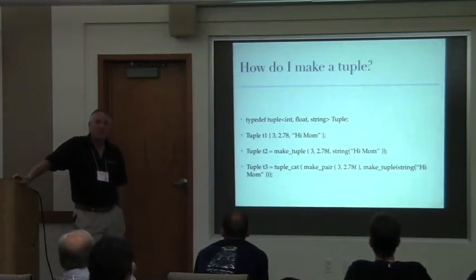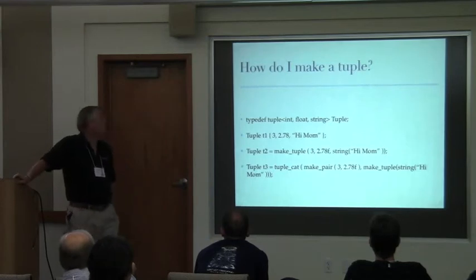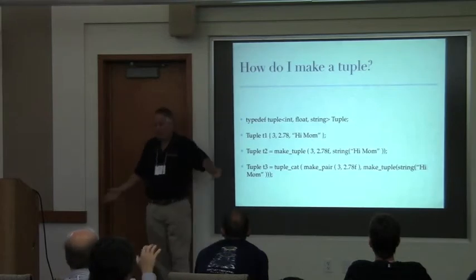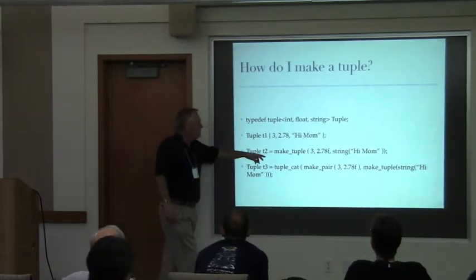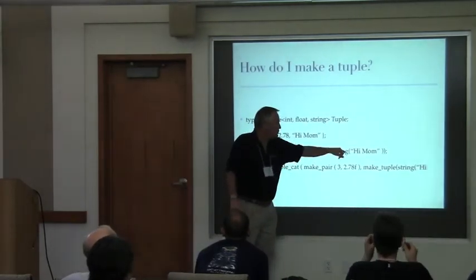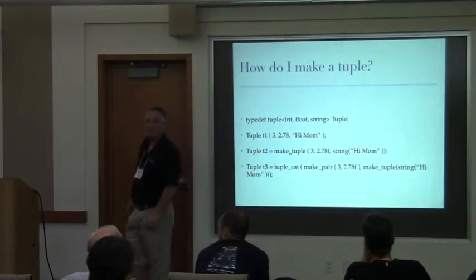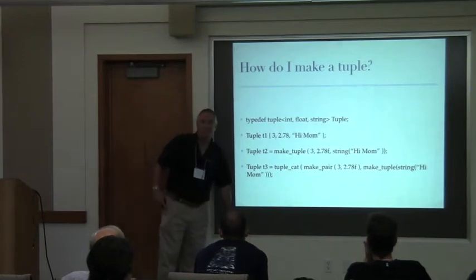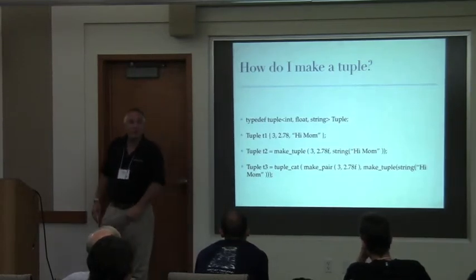And couldn't you solve that with auto? Certainly you can solve that with auto. You could just say auto t2 = make_tuple, and then you get a tuple of int, float, string here. Yes, auto is your friend in C++11, and when dealing with tuples very frequently is your friend.